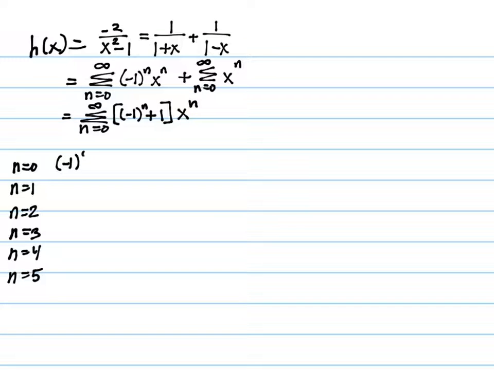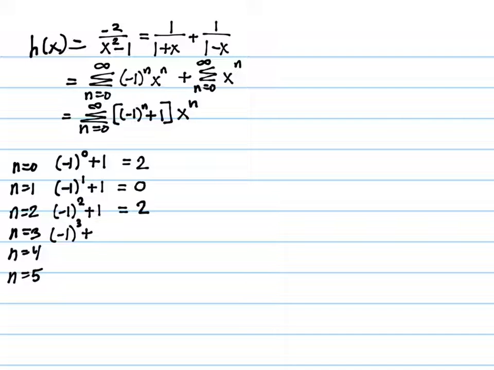So if I do negative 1 to the 0 plus 1, what will I get? 2. Yep. What if I put in negative 1 to the 1 plus my 1? I get 0. How about negative 1 to the 2 plus 1? I get 2. And if I have negative 1 to the 3 plus 1, I get 0. What's happening? 2, 0, 2, 0, 2, 0. And so even without finding them specifically, we know this is a 2 and then this one is a 0, right? We can figure that out.